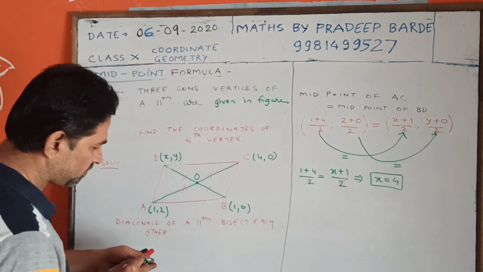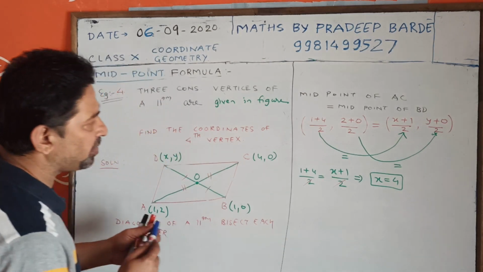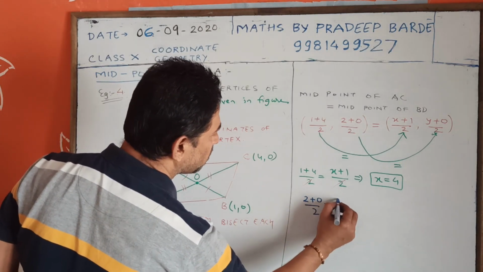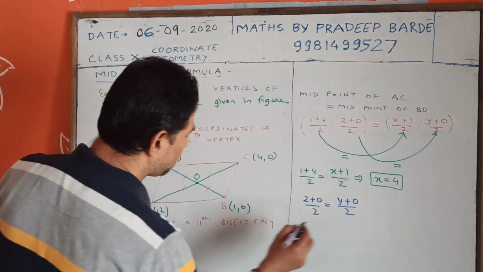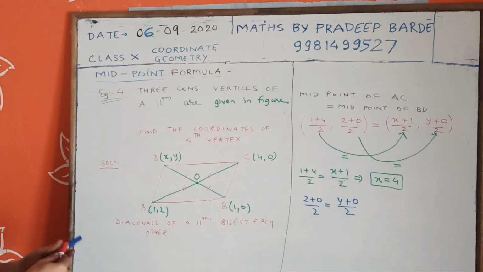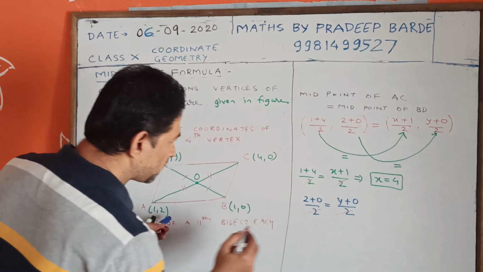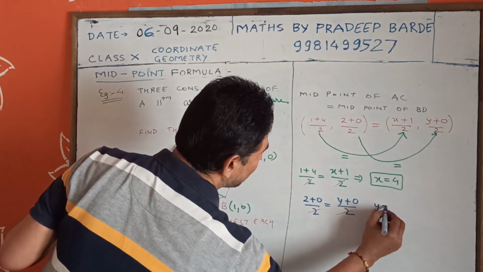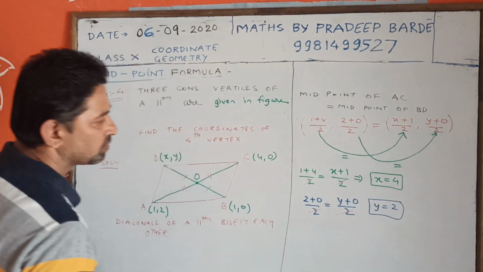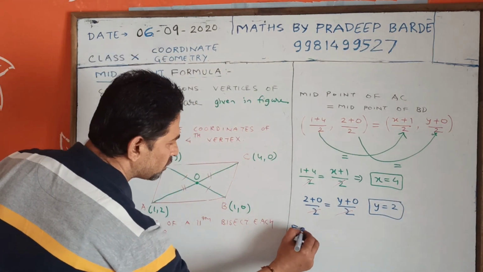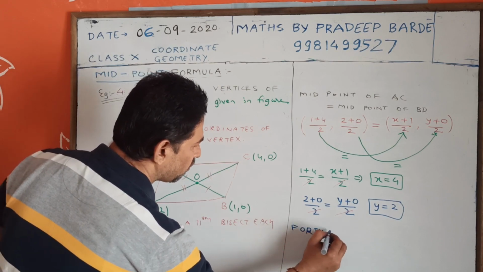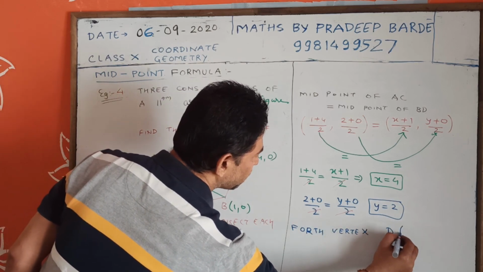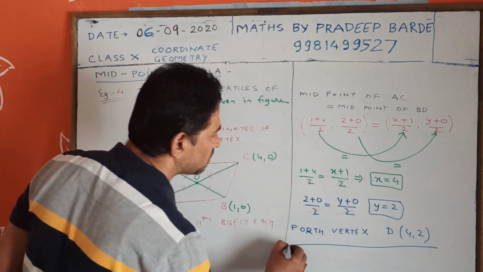Similarly, (2 + 0)/2 equal to (y + 0)/2. So here 2 cancel again. So we get y is equal to 2. That means the coordinates of fourth vertex D, that is (4, 2). This is your answer.